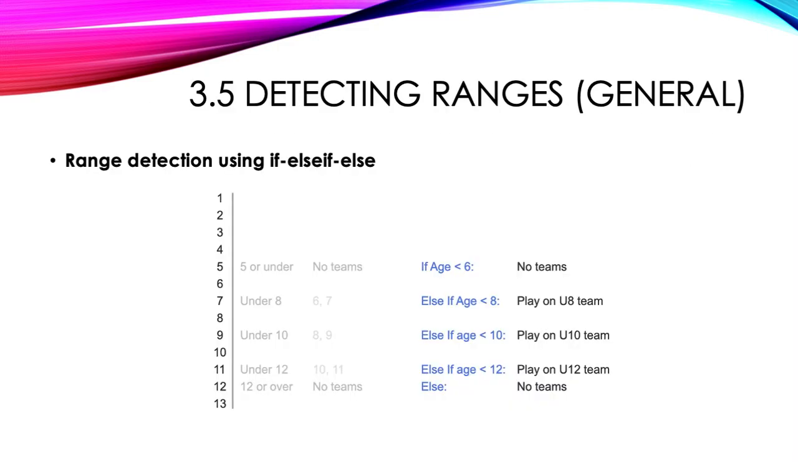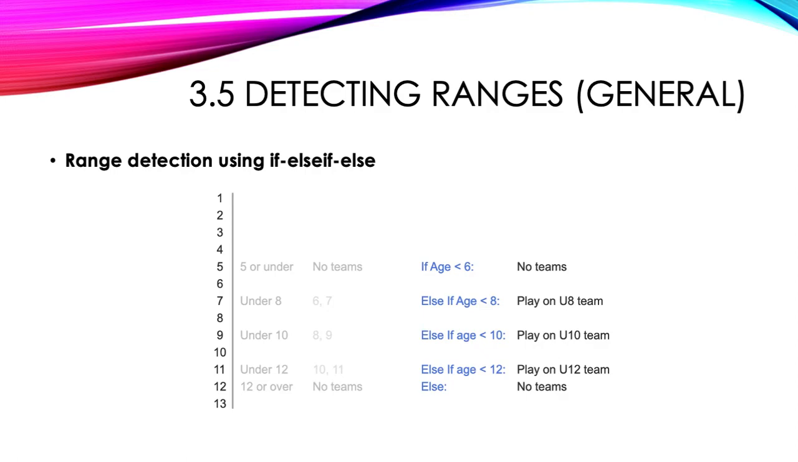3.5, we have detecting range. In this case, if age is less than 6, no team. If age is less than 8, then you put a U8 team. Less than 10, U10, and less than 12, U12. So this is basically checking the range detection. Later on we see some example.